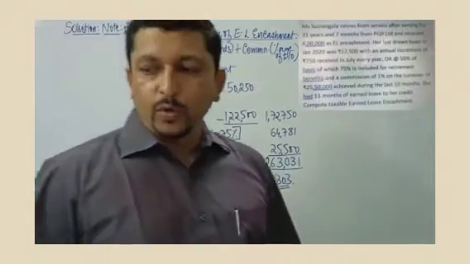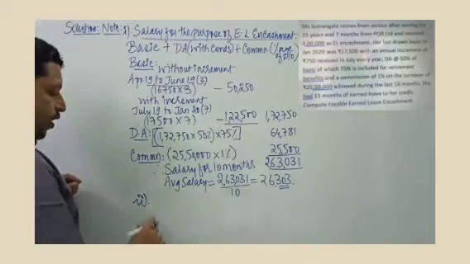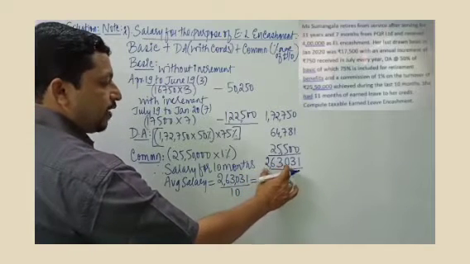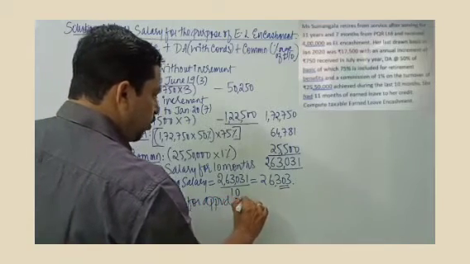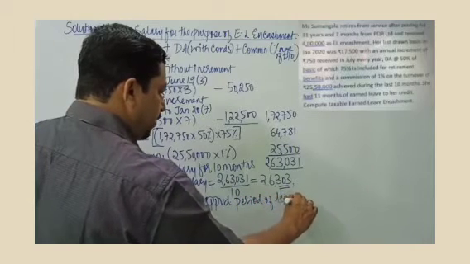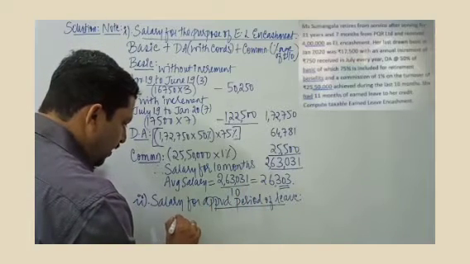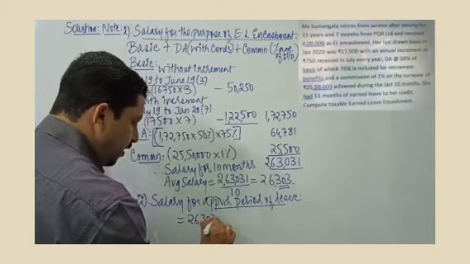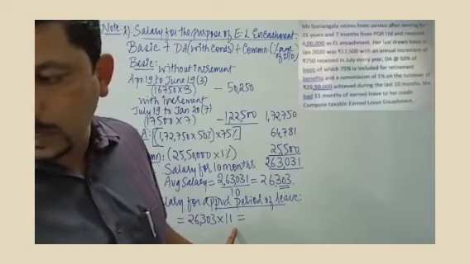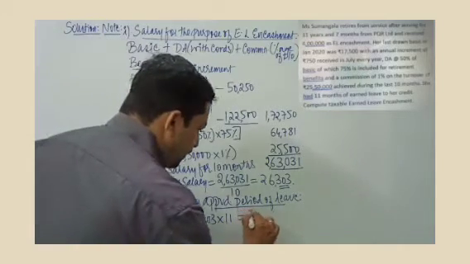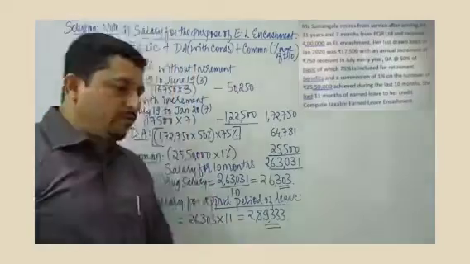Let's move to the rules now. We will compute those rules and keep the numbers ready. I will take note number 2. We already have a ready number for salary for 10 months. Now we will take salary for approved period of leave. It's given very clearly in the problem that the approved period of leave is 11 months. She had 11 months of earned leave to her credit. So it is 26,303 into 11, which is equal to 2,89,333. We have got all the numbers ready.